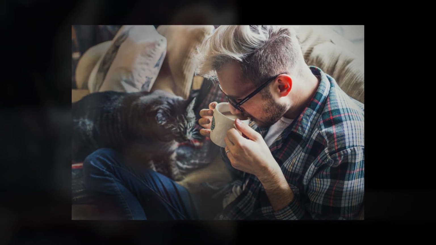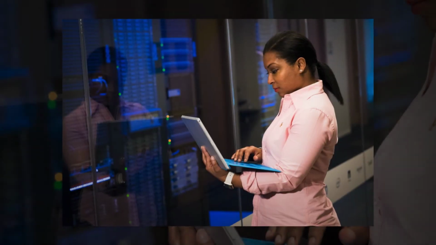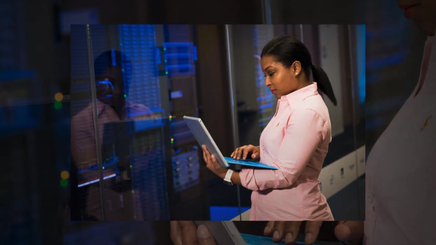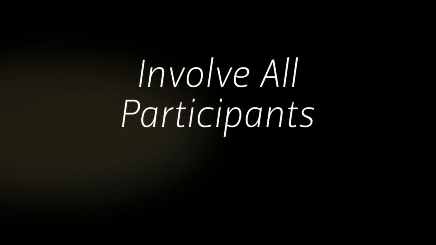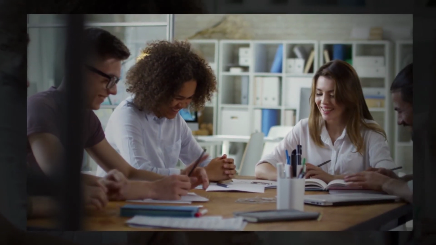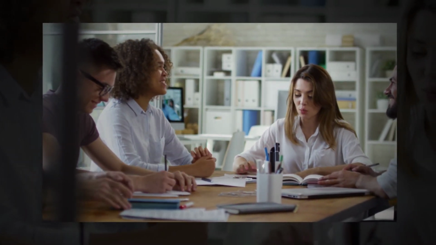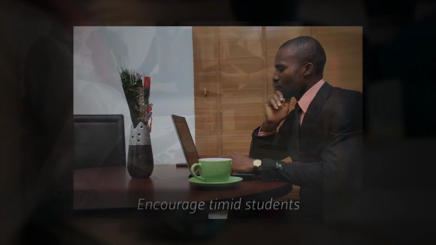Fluctuate the social demands required for performance, the perceived level of support and protection, and the requirements for public display, class participation, and evaluation. Involve all participants in whole class discussions or collaborations. Encourage otherwise timid students and moderate the discussions to ensure inclusivity.